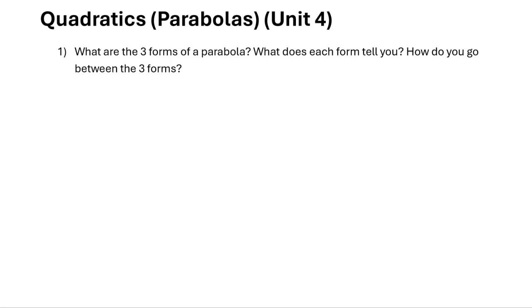So the first question says, what are the 3 forms of a parabola and what does each form tell you? How do you go between the 3 forms? Well, one form is the standard form, and that is y equals ax squared plus bx plus c.